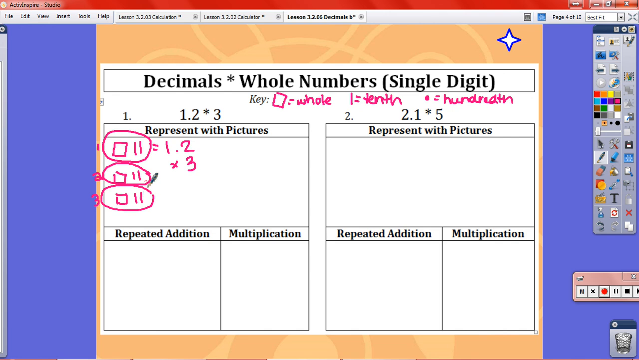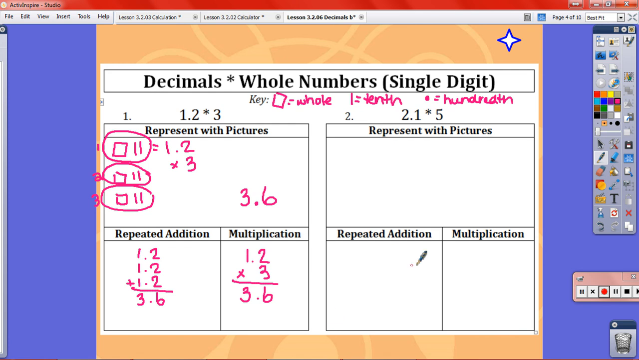And then I count it up. I get 1, 2, 3, 4, 5, 6 tenths. Tenths go behind the decimal. And 1, 2, 3 wholes. 3 and 6 tenths. If I represent this with repeated addition, it's 1.2 plus 1.2 plus 1.2 is 6 and 3. And if I represent it with multiplication, it's 1.2 times 3. 3 times 2 is 6, and 3 times 1 is 3, and there's, of course, a decimal in there.